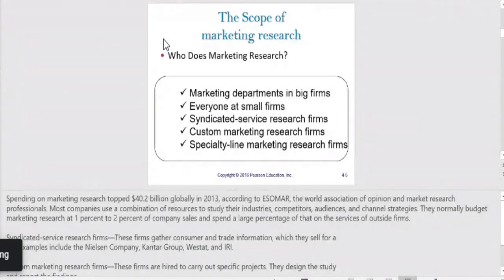Now, let me tell you that many of you, when you go for your summer internship, technically you will be doing, especially most of you in the area of marketing, some sort of research called marketing research. People who would be going in finance would be doing finance research, in operations would be doing operations research, in HR would be doing human resource research.